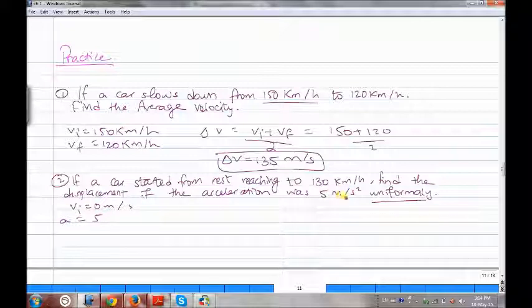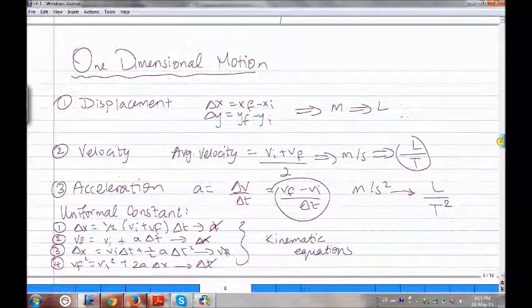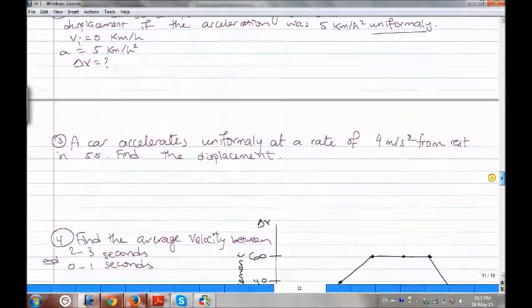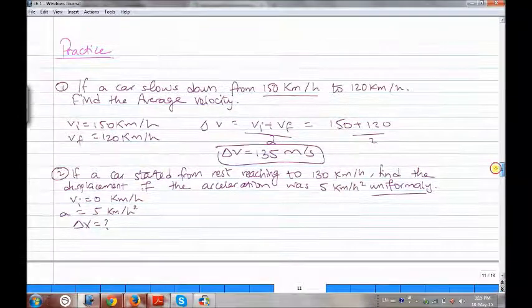Let's change it to kilometer per hour squared, because we have here kilometer per hour. And we need to find the delta x because they asked for the displacement. Let's go back to the question. The givens that we have are VI and acceleration. That's it. But we need at least VF.